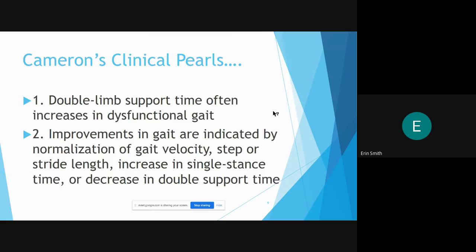So just some Cameron, I don't know if you realized in the Cameron text that he talks about his clinical pearls. So some of the clinical pearls that he talked about with gait is double limb support time often increases in dysfunctional gait. So again, double limb support is when both legs are in contact with the ground at the same time. And then improvements in gait are indicated by normalization of gait velocity, step or stride length, increase in single stance time, or a decrease in the amount of time that both legs are in contact with the ground at the same time.